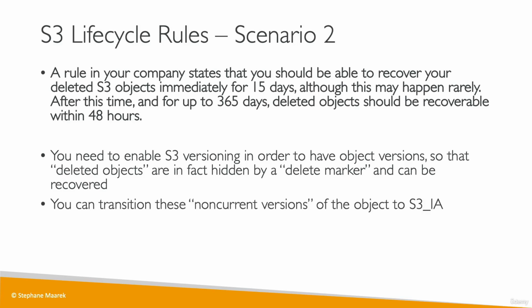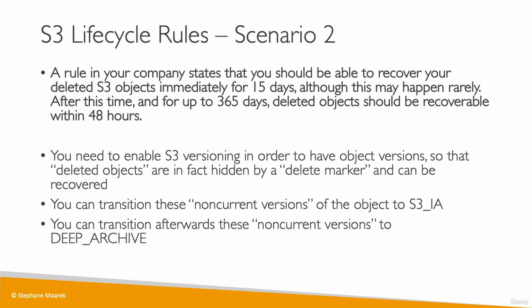And so these non-current versions, we want to transition them into S3 IA, because it's very unlikely that these old object versions are going to be accessed. But if they are accessed, then you need to make sure to recover them immediately. And then afterwards, after these 15 days of grace period to recover these non-current versions, you can transition them into deep archive, such as for 365 days they can be archived, and they would be recoverable within 48 hours.